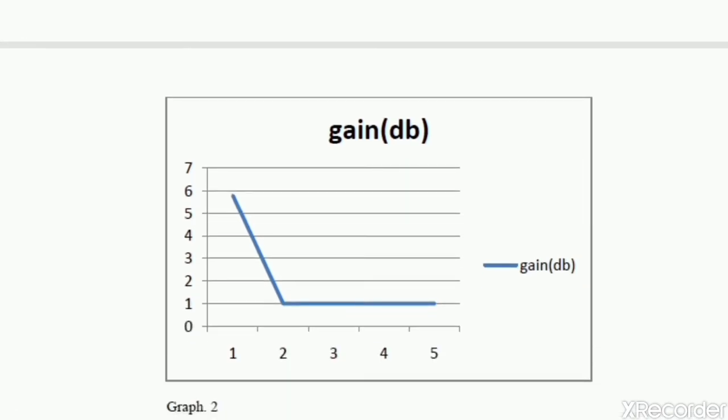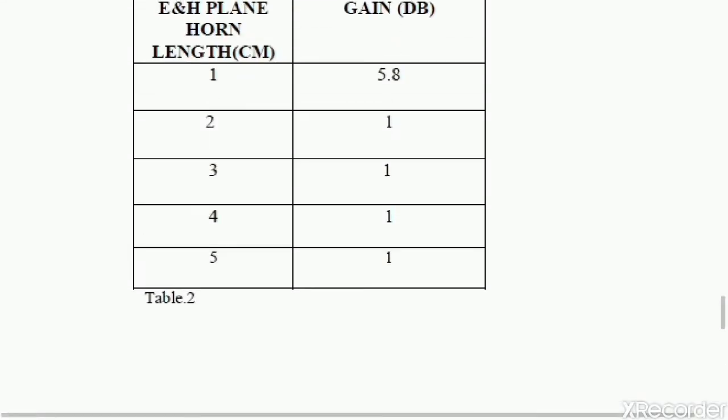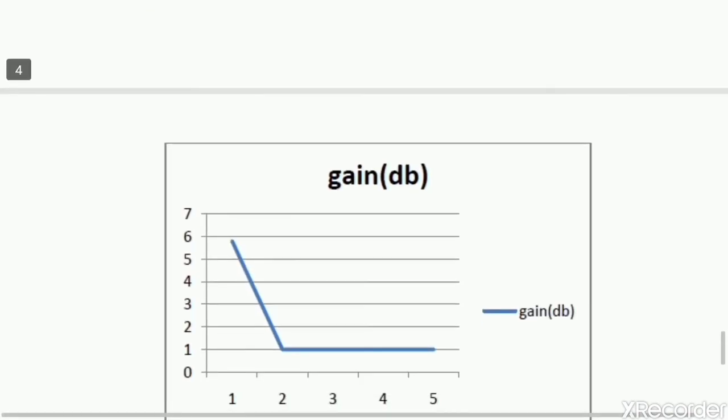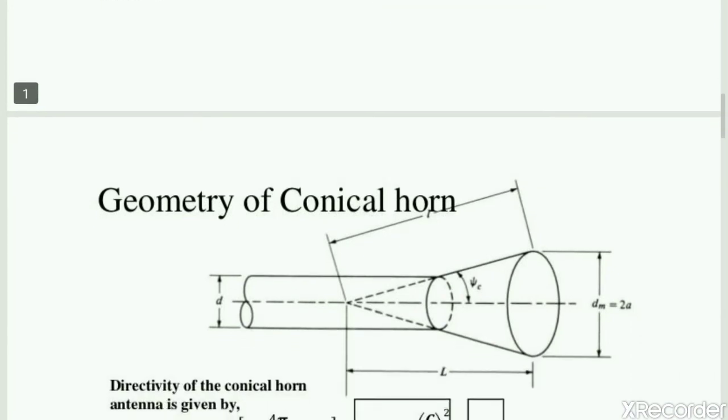This graph shows the gain versus the length of the aperture. We can see that as the length increases, the gain of the horn will decrease. From this table we can plot this chart of gain, and next is the geometry of the conical horn.